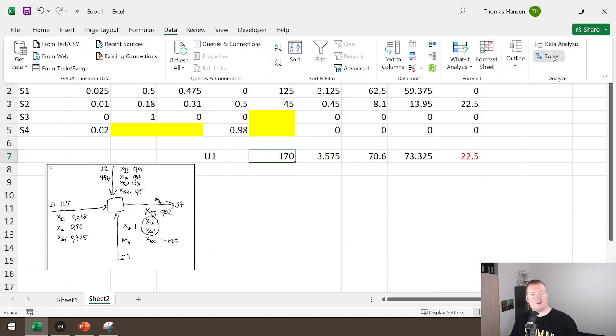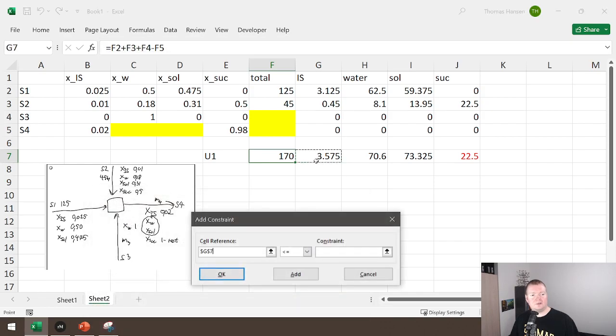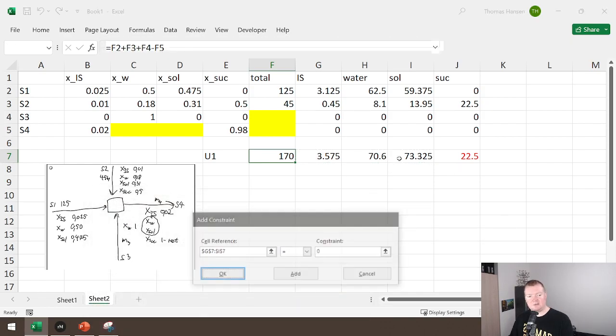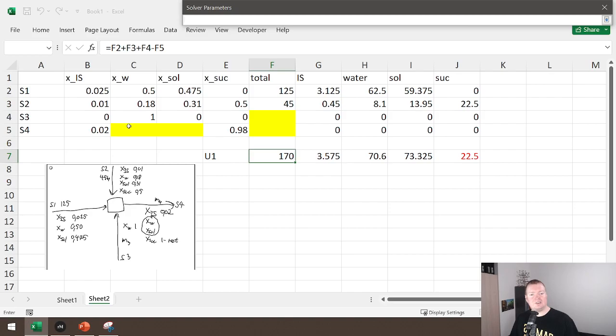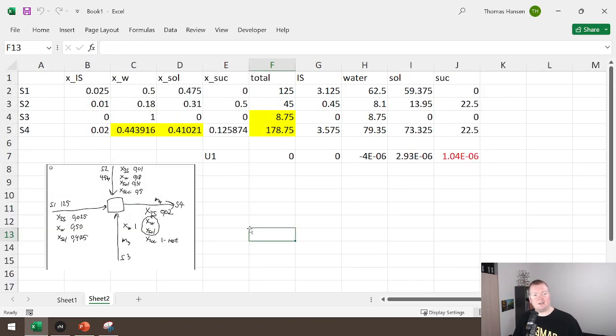Then we fire up Solver again. First equation, value of 0. Other 3 equations, value of 0. And what can be changed? The yellow cells. There we go. Let's see if Excel likes us. It did find a solution. Does it make sense? That looks fine to me. So all of our equations trend toward 0, and we now know the compositions and the masses that we'll have for each of the different streams.